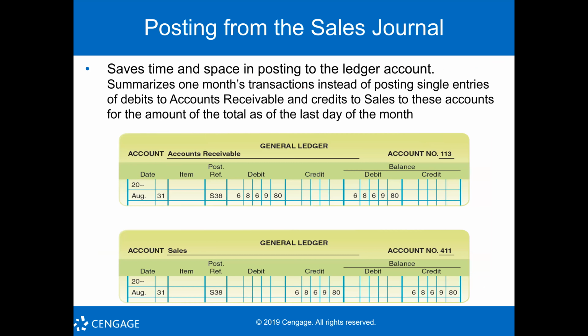All right, and that's what it's showing us here. So then you see, here's the debit to accounts receivable. Here's the credit to sales, just that summary entry that's done. And just like it shows here, that posting from the sales journal saves time and space in posting to the ledger account. It summarizes 1 month's transactions instead of posting single entries of debits to accounts receivable, credit to sales, to these accounts for the amount of the total as of the last day of the month, right? So we post the summary entry at the last day of the month for the total amount.